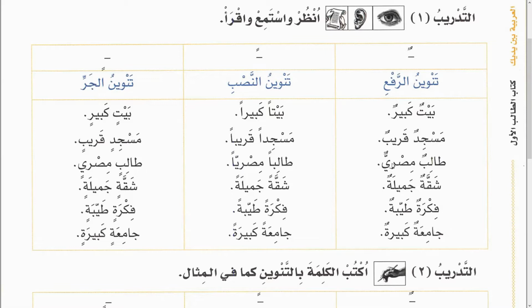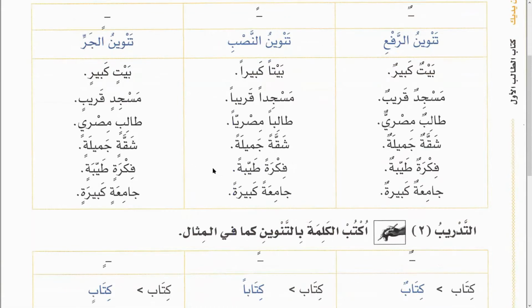Talibun misriyun, an Egyptian student. Taliban misriyan, an Egyptian student. So this is called tanween al-rafa again. This is called tanween nasb and tanween al-jar.